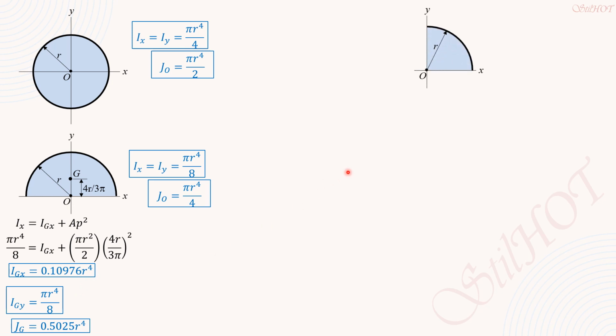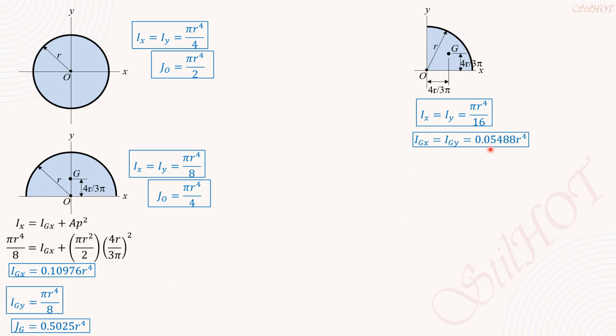Then for a quarter circle, this is the centroid, it's the same. XG and YG are the same, 4r/3π as shown in the figure. So IX equals IY equals πr⁴/16 for a quarter circle. Then IGX equals IGY equals half of this value here. So IGX equals IGY equals half of 0.10976, and that's 0.05488 r to the fourth.